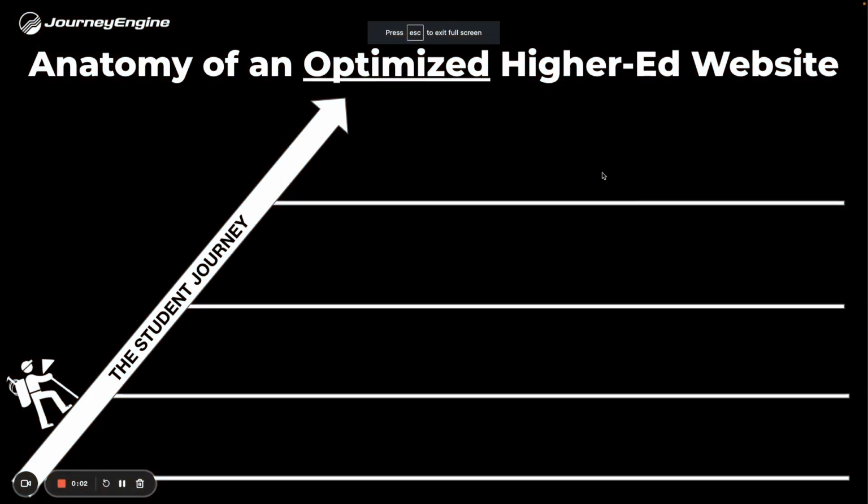So if you want to increase enrollments for your higher education website, the first thing you want to do is understand your student journey. You might have already heard about this concept before, but there's a lot of misinformation out there about this. So I want to start by giving you the proper framework and the proper understanding of how to make this work for you.